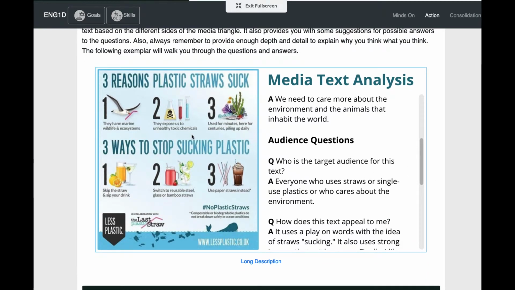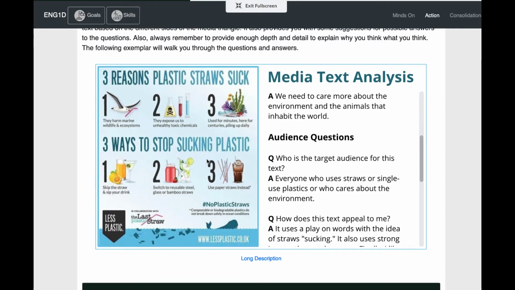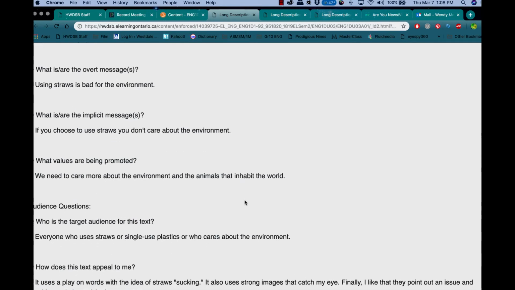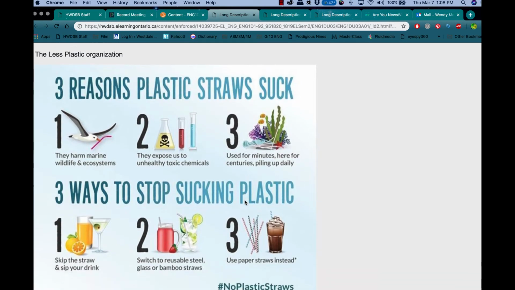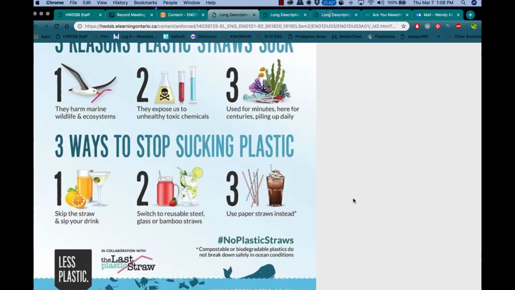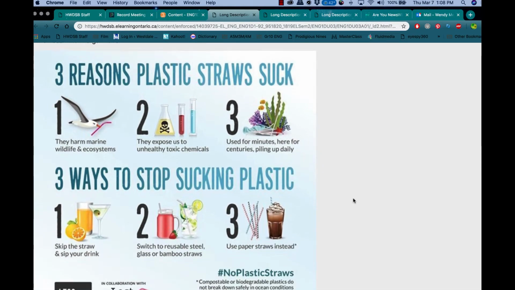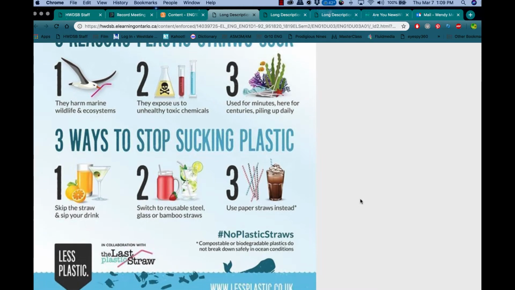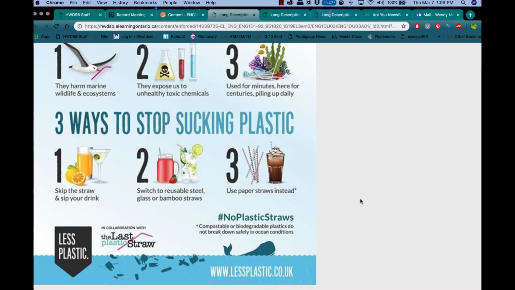So there's an example of doing a little analysis here with this poster about plastic straws. I'm going to make this bigger so we can see it better. So there's the big poster here. You can do this too. So 3 reasons to not use plastic straws, and 3 ways to stop using plastic straws.